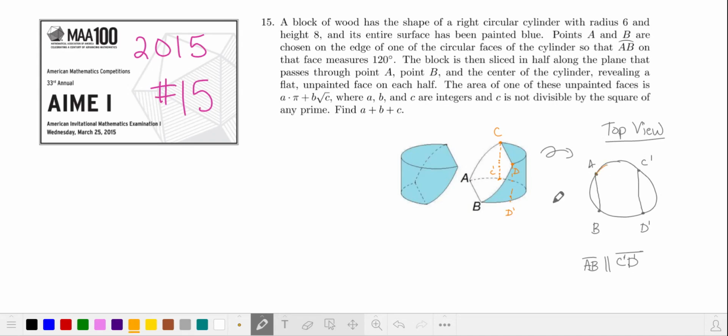We can think of this shape A, C prime, D prime, B, and then back to A, as the projection of this unpainted face onto the bottom circle of the cylinder. So we're going to find the area of this yellow region and then multiply it by some stretching factor to get the area of the unpainted face.